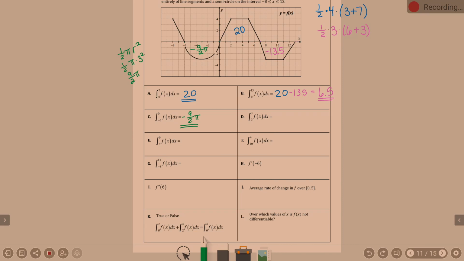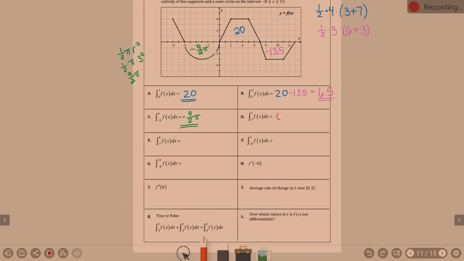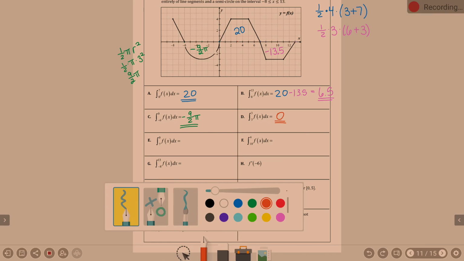D, the integral from 3 to 3 of f of x dx. 0. Yes? Because if you're going from 3 to 3, hopefully that makes logical sense now. That's going to be one of our rules. It's one of our properties. But to go from 3 to 3, you don't move. So that is just 0. Okay?